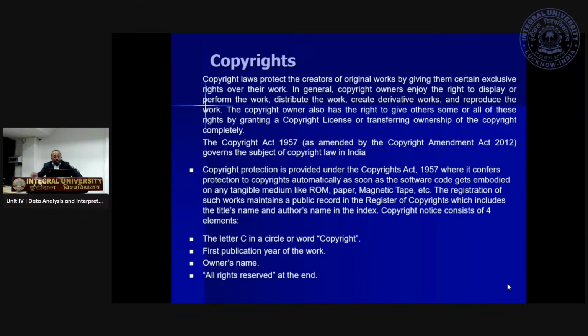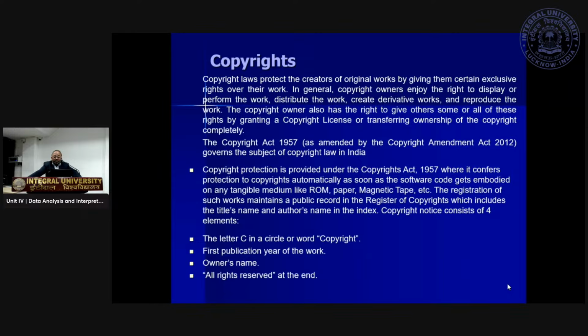Copyright protection is provided under the Copyright Act 1957, which confers protection of copyright automatically as soon as the software code is embedded on a tangible medium like ROM, paper, magnetic tape, etc. The registration of such work maintains a public record in the register of copyrights, which includes the title, name, and author's name in the index.